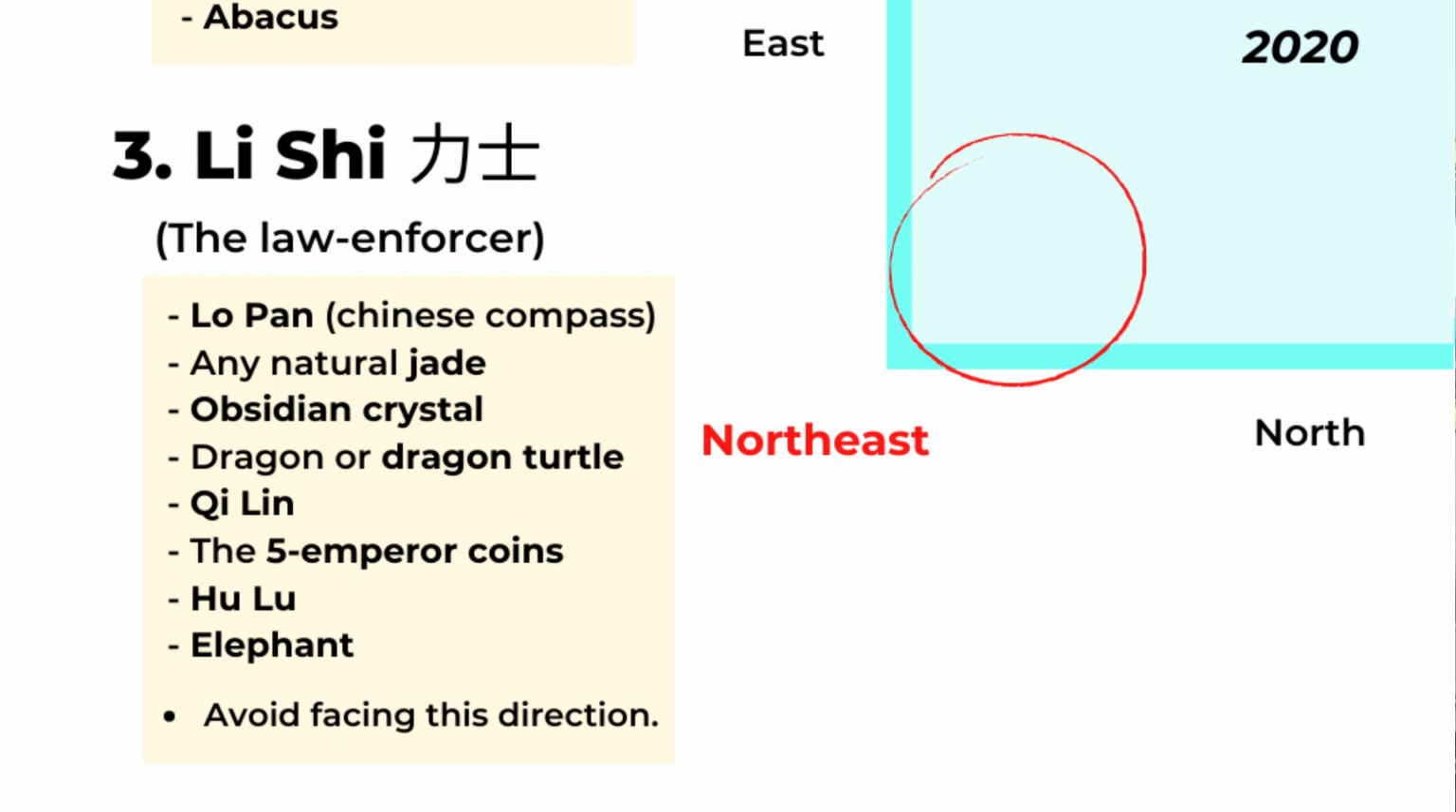And for the 立士 corner, we also want to avoid facing this direction. So when we are arranging our furniture, make sure when we sit down, we are not facing the northeast in 2020 or 2021 because we don't want to disturb the 立士's energy and stir up any troubles.